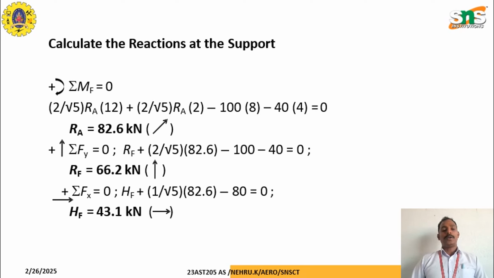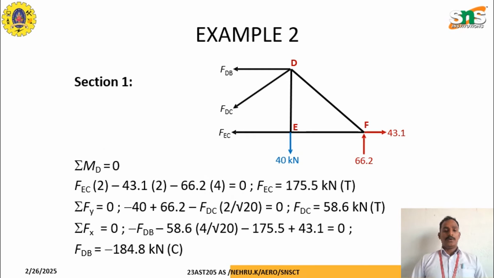Coming to the summation of vertical forces, Fy equal to 0: RF plus 2 times 2 by root 5 into 82.6 minus 100 minus 40, we get 66.2 kilonewton as the RF vertical force. Similarly, from the horizontal equilibrium equation, summation of Fx equal to 0, we find HF equal to 43.1 kilonewton.